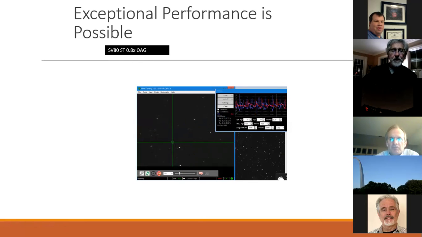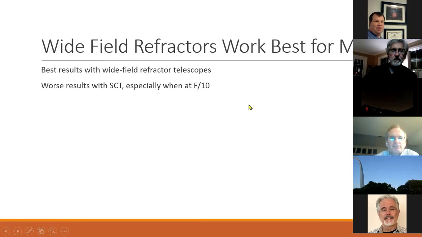It works quite well after you get past some of the setup. I found that wide field refractors work best. The images are not as aberrated, they're brighter, and there tend to be more stars to find. The worst for me is Schmidt-Cassegrain.